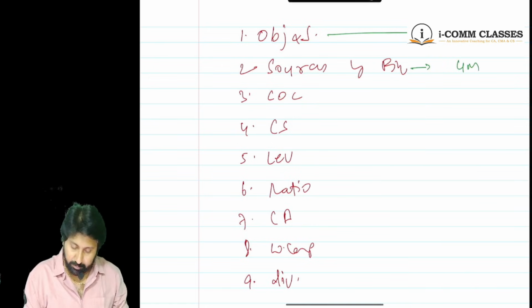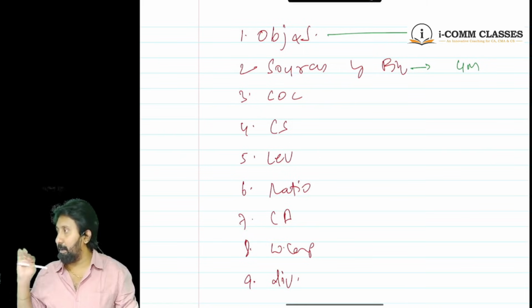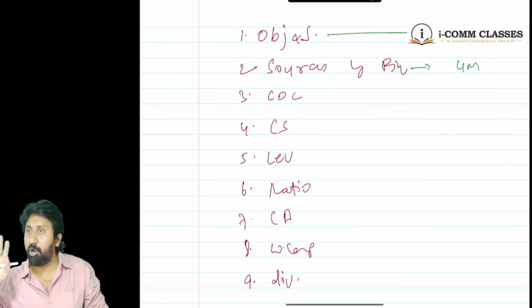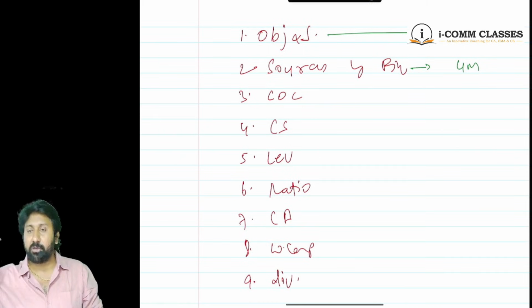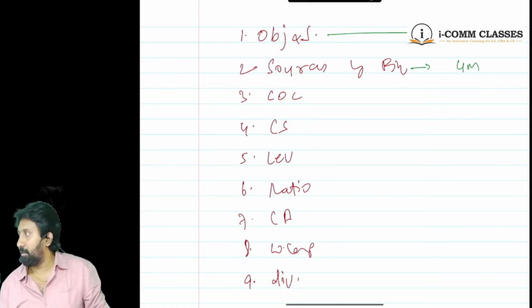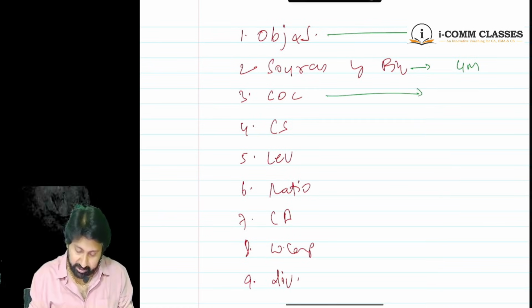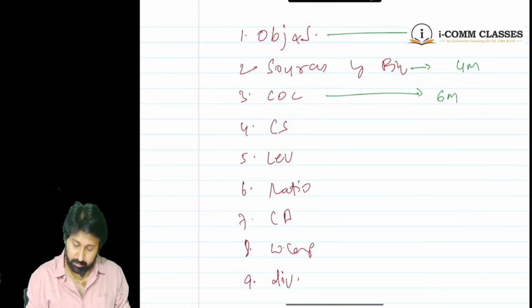Next, 4 marks will come from sources of funds, minimum. I am writing all as minimum. Sometimes it will be 5 also. Minimum 4 marks it will come. Clear? Next. What is this? How many marks?